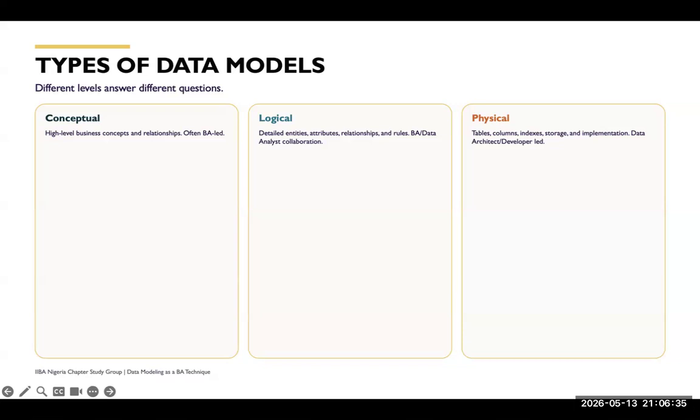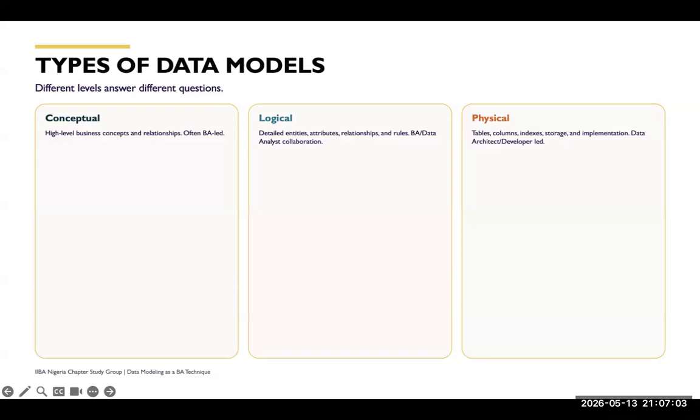Earlier I had mentioned how the business analyst is primarily concerned with the what aspect. So what data does the business need? And that's what the conceptual type of data model primarily focuses on. While the logical model goes down a level of detail, the physical really focuses on the how, and that is out of scope for what a business analyst typically would do.